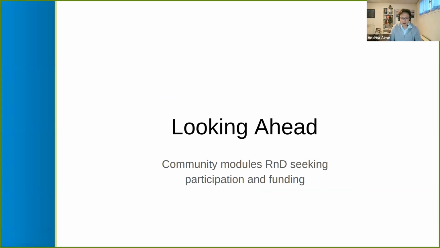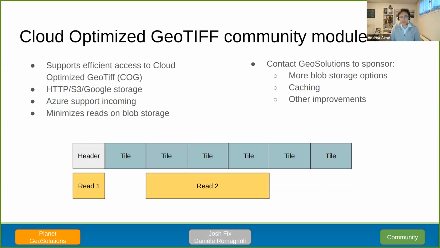Looking ahead, what's cooking for the next few months? Well, the COG module, the Cloud Optimized GeoTIFF community module, is still in development. We are using it in production in a variety of cases, but there are still a few things that we would like to improve, like more blob storage options, caching of the contents locally, and other improvements. For example, I can think of a problem with reading binary masks in COGs, which should be fixed. And once we have this improvement going, we can actually graduate this community module to extension.